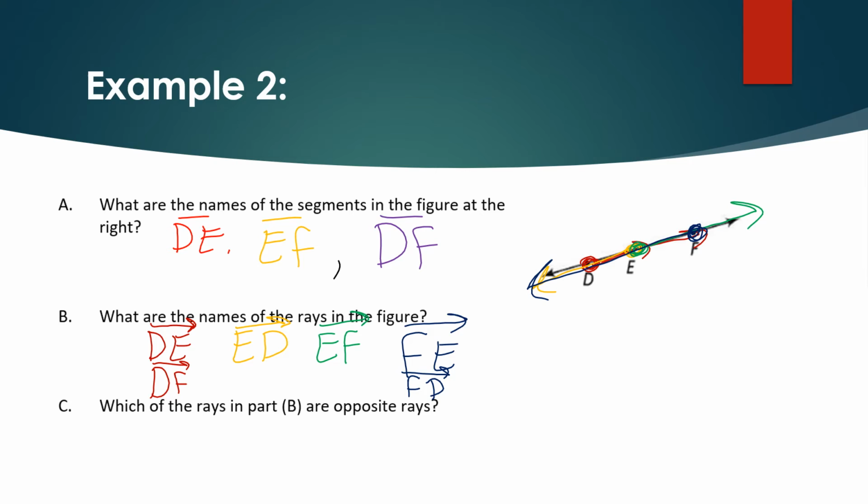And then C, they're asking, which of the rays in B are opposite rays? So these are the ones that kind of do like the Darth Maul lightsaber, where we start at one point and then we go in opposite directions. And the ones that are doing that would be ED, so we start at E, heading towards D, and EF, because we start at E and we go towards F. So it's the middle two here, ED and EF.